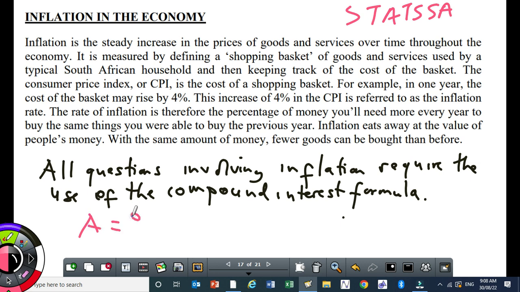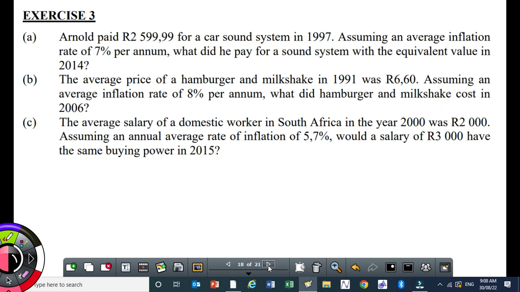You have to use the compound interest formula because the prices of goods increase exponentially. Remember I told you that this is an exponential equation. So all questions involving inflation, you have to use the compound interest formula, no simple interest. If you see a question on inflation, forget about simple interest.